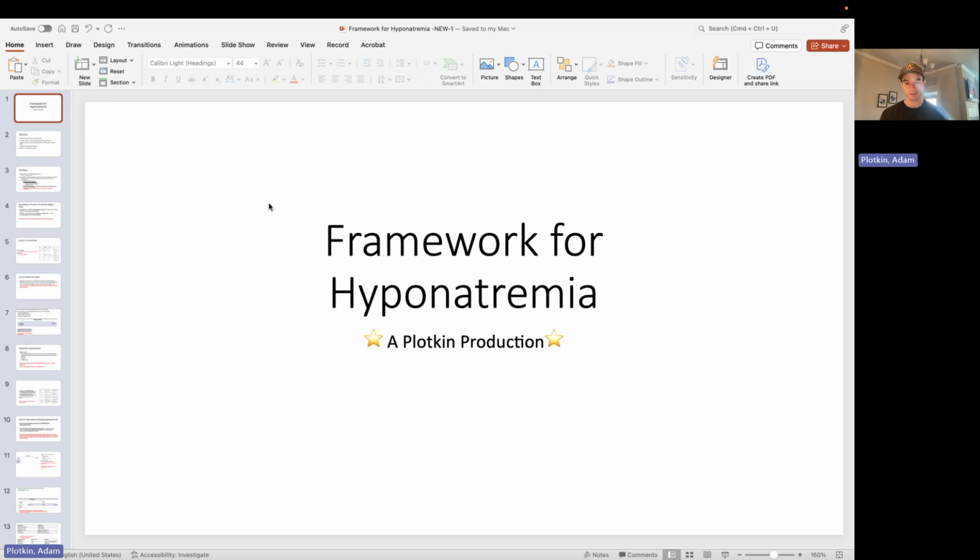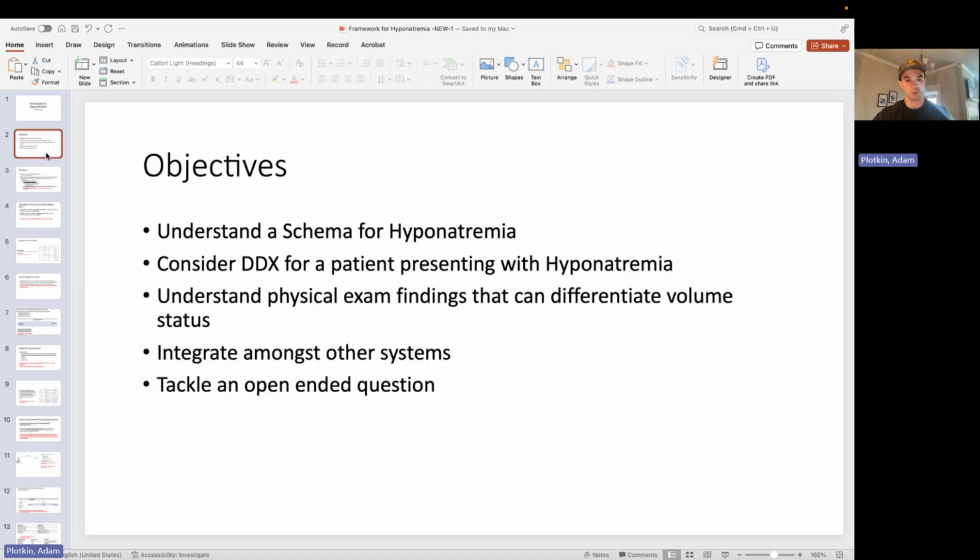I've seen it in family medicine. I've seen it on a couple other rotations, and I had a really good attending who took the time to go through it. So I wanted to share what I've learned and give you my schema for how I think through things. It is the most common electrolyte abnormality you'll experience on the wards, and it's commonly tested on USMLE exams. So we'll get into it.